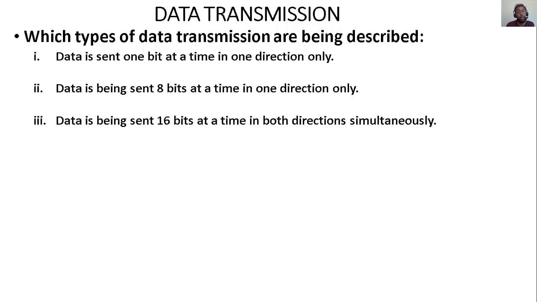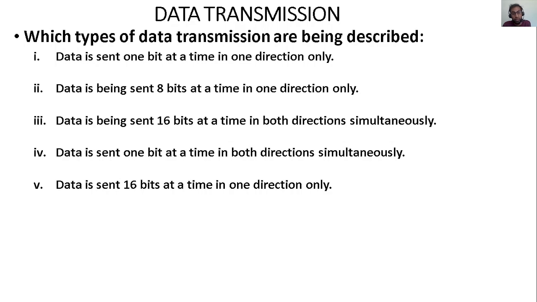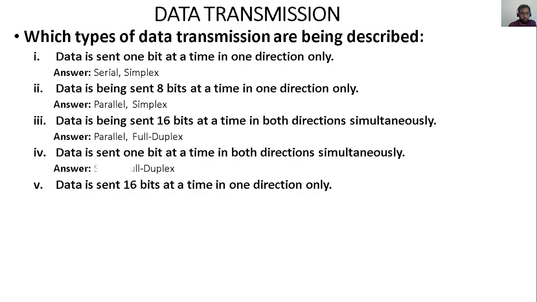One bit at a time: serial and simplex. Data is being sent 8 bits at a time in one direction only. That is parallel and simplex. Data is being sent 16 bits at a time and in both directions simultaneously. That is parallel and full duplex. Data is sent one bit at a time in both directions: serial and full duplex. Data is sent 16 bits at a time in one direction only: parallel and simplex. That's it.